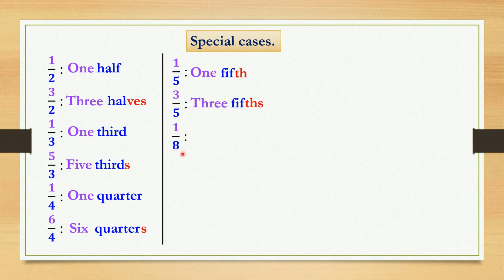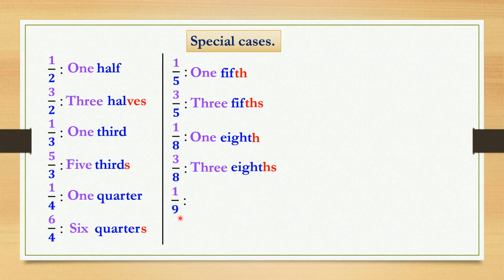If the denominator is 8, we write eight as it is. Now, as we learned in the previous slide, we add th. But here, since we already have a t in the end of the 8, we only add an h. And we read it one eighth. Now 3 over 8, we read it three eighths. So here we add hs without the t. We don't write double t.